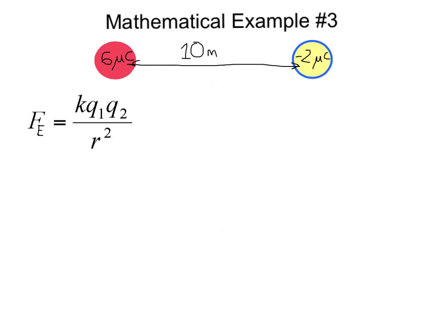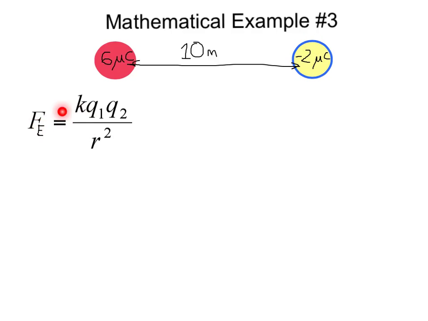Now that we've completed 2 conceptual examples about how the electric force changes based on changing the charge or distance, let's try a mathematical example to calculate the electric force outright. Here we have a charge of positive 6 microcoulombs separated by a distance of 10 meters with another charge of negative 2 microcoulombs.